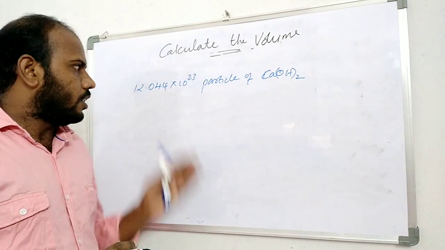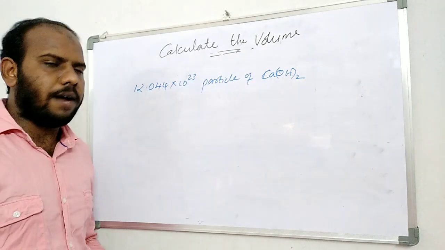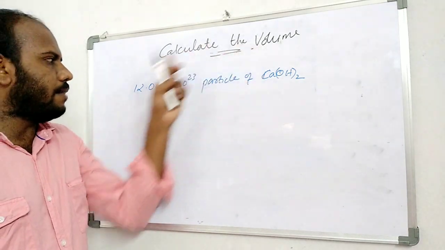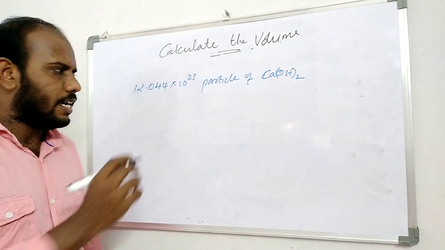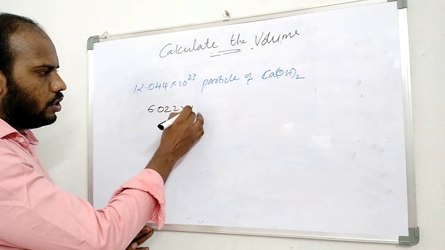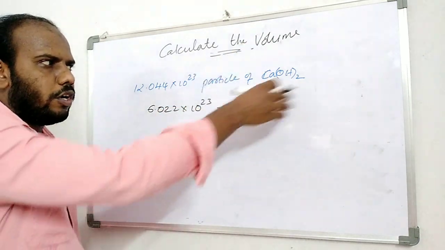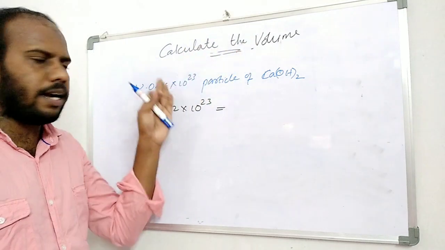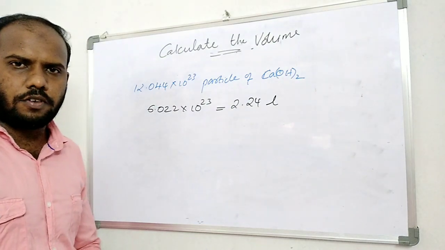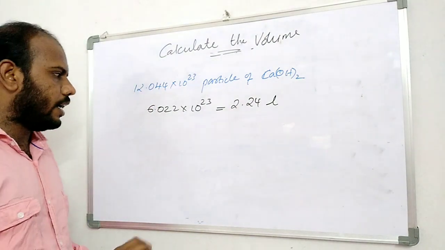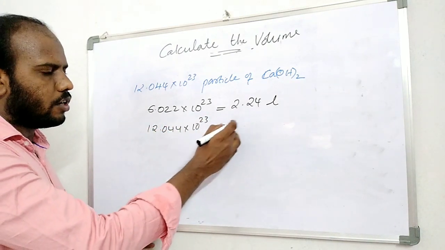Okay, children. The question is 12.044 × 10^23 particles of calcium hydroxide. So the relation is volume and particle. So what is the standard particle? We know that is 6.022 × 10^23 is equal to what is the volume? The standard volume. You don't care about any mass because the relation is volume and particles. So the standard volume is 22.4 liter. Yes, children. So now what does the question provide? 12.044 × 10^23 is equal to question mark.